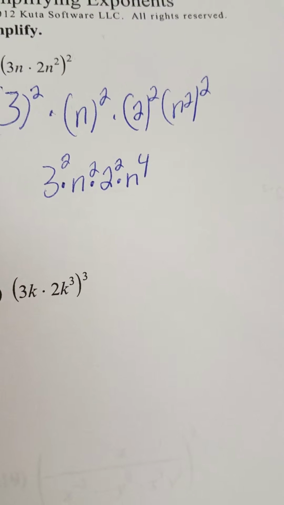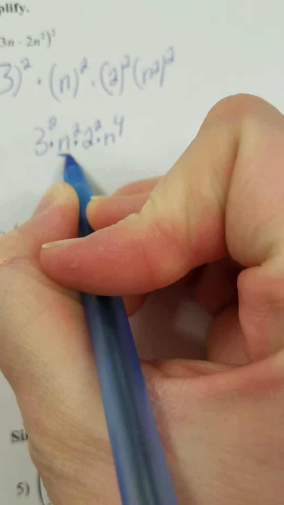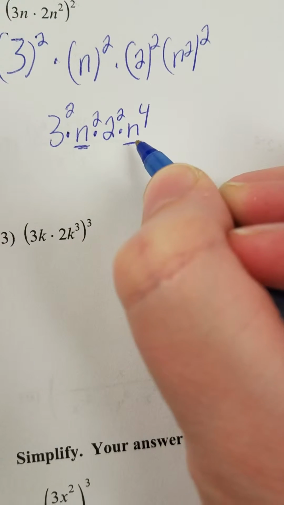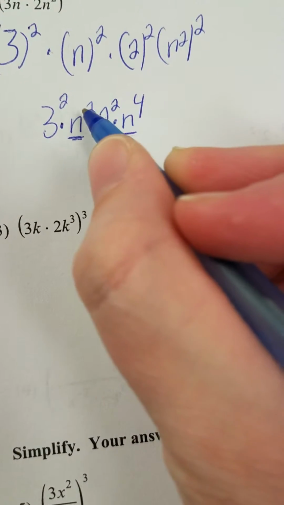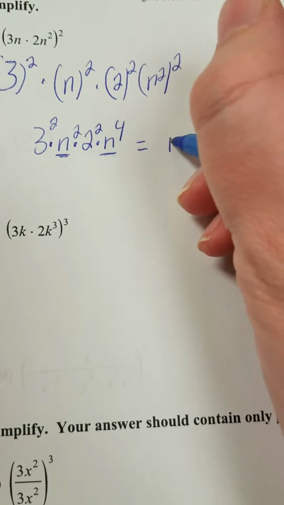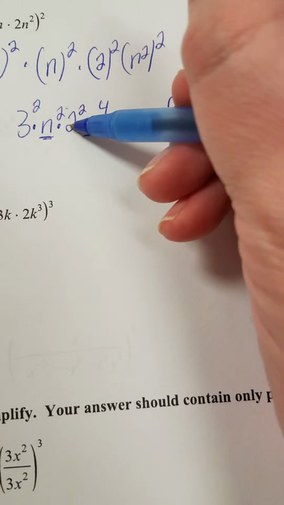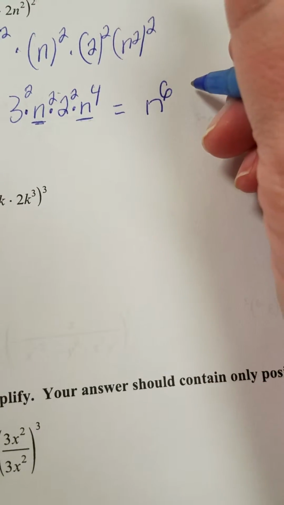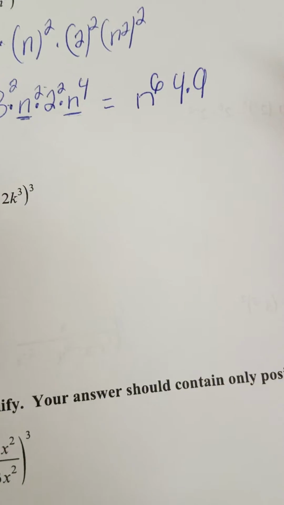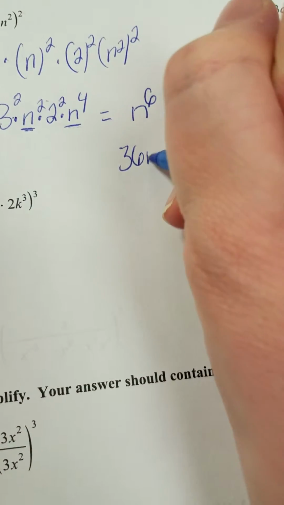So now we're going to look at the product rule, which means we're going to look at the terms. So I have an n here and an n here. So the rule says that if the bases are the same, we do what? Right, we're going to add the exponents. So this is going to give us n, 2 plus 4 is 6, n to the 6th. Okay? And then 2 squared is 4. 3 squared is 9. 4 times 9 is 36. So we have 36 n to the 6th.